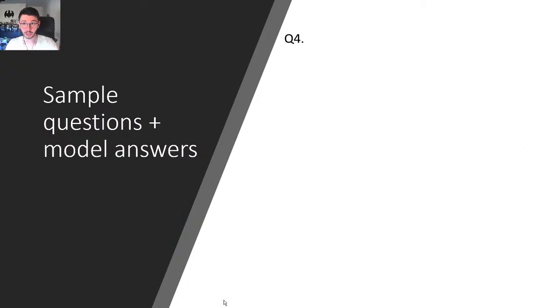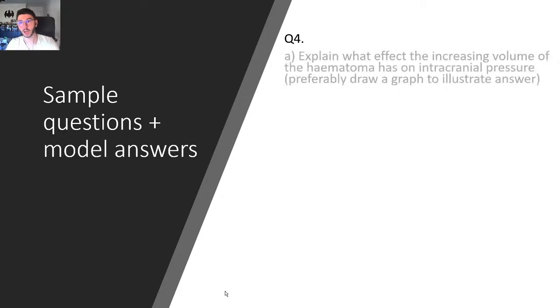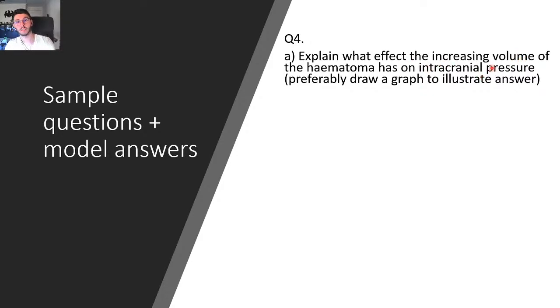So this next question is a two-part question. The first part is: explain what effect the increasing volume of the hematoma has on intracranial pressure. And sometimes they ask you to draw a graph to illustrate your answer. Now this can be quite a tricky question. What they're asking you to talk about is something called the Monro-Kellie principle. And since the total marks of this question will be under 4 marks, you need to include 8 points, which get a half mark each.